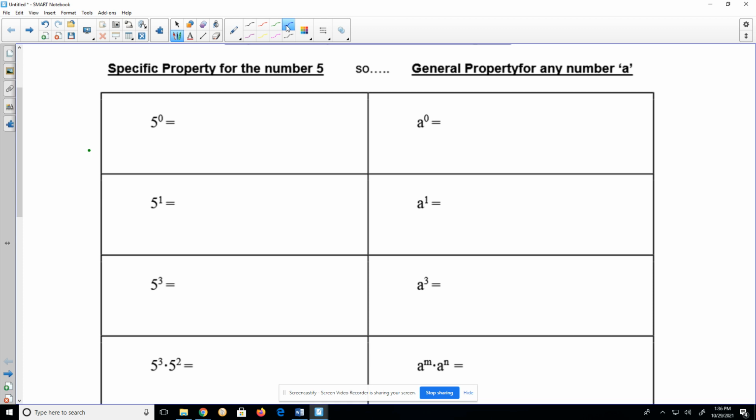So I'm going to get right into it. You've heard me say it a lot this year. If you ever forget something more general, so if you're working on a question with a lot of exponents, a lot of simplifying, go back to something basic that you know for sure. So on the left-hand side, I have our specific basic rules, and then we're going to apply them to some more general rules.